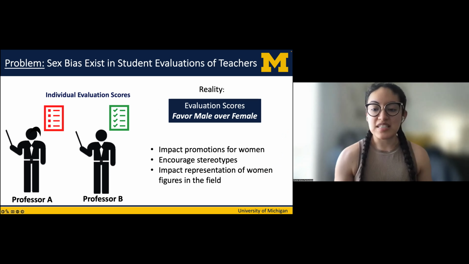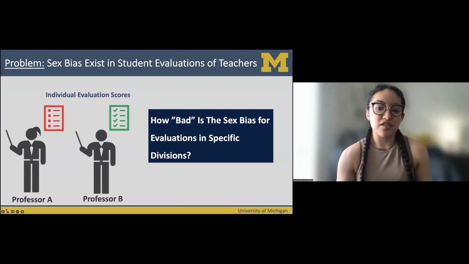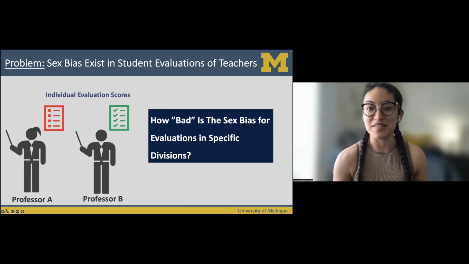The literature, of course, has seen this impact female professors across universities, with female professors reported to score lower than their male counterparts. And this leads to many disadvantages, such as impacting the promotions for women, encouraging stereotypes, and impacting the representation of women in the field. And that's, of course, just to name a few. And if the literature can note high biases in general for female professors, how bad do you think they could be in individual departments, like we had been talking about in this entire workshop? How bad is it in computer science?